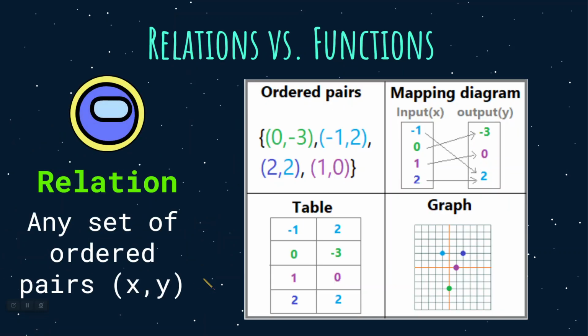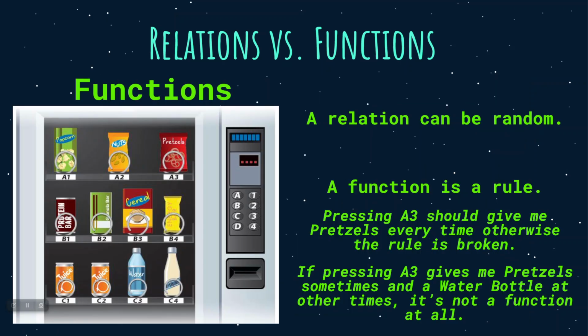Alright, so a relation is something that we've actually just been talking about for the last couple lessons. It's any set of x and y ordered pairs. This is one relation, it's really just a random set of ordered pairs. There's nothing specific to it. It's just a set of points that we can plot on a graph, write in a table, put into a mapping, or write as a list of ordered pairs.